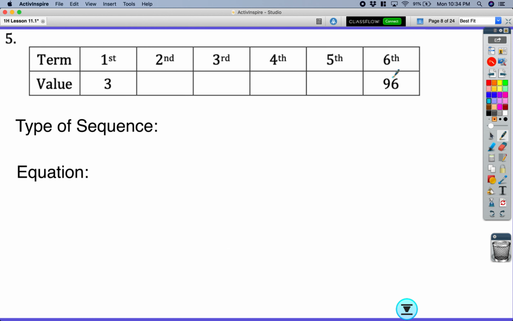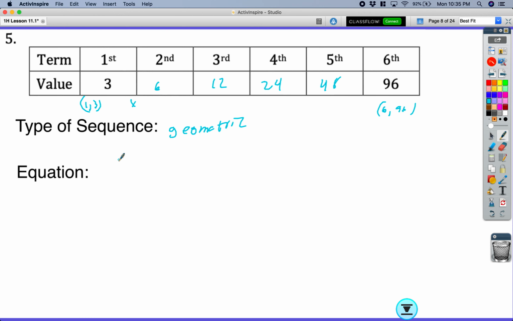So here are a few ways to try to figure it out. You can plug these into a y equals mx plus b equation. You basically got 1 comma 3 here. You got 6 comma 96. That's one way to do it. But for me, I feel like this might be a geometric sequence. So what I'm going to do is take 3 and just double it. So I'm going to times it by 2 to get 6, 12, 24, 48, and if I double that again, I'd get 96. So the example I just used here was a geometric sequence.